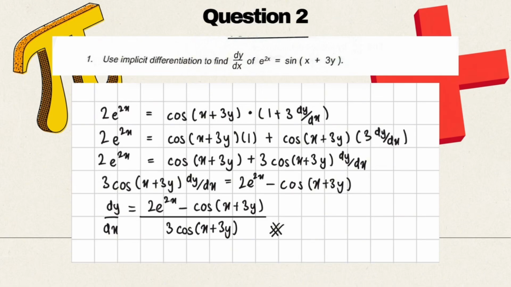Hi, my name is Muhammad Arif Izzuddin, and now I will solve question 2 and question 3. For question 2, the question says use implicit differentiation to find dy/dx of e to the power of 2x equals sine of (x plus 3y).